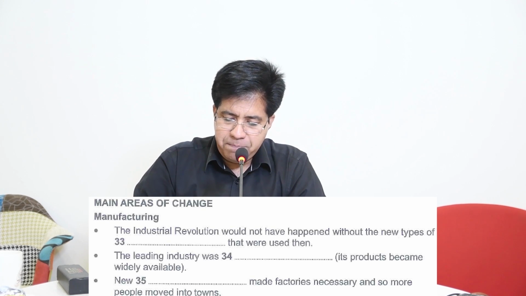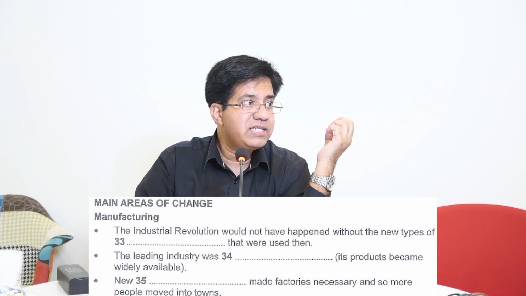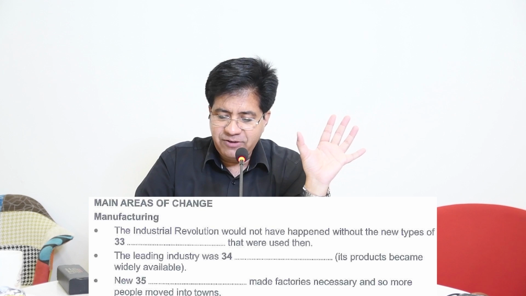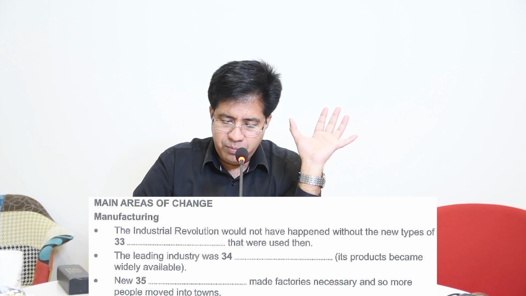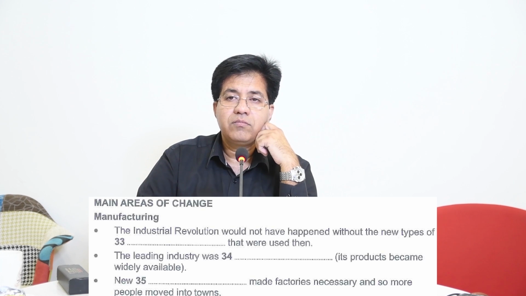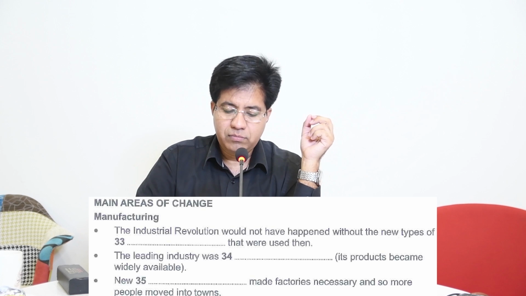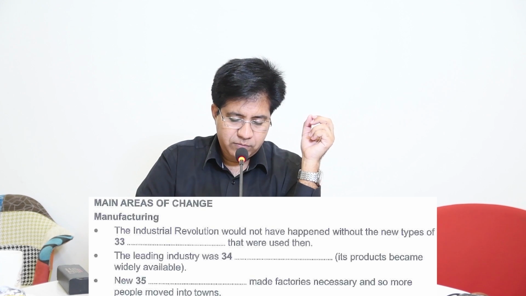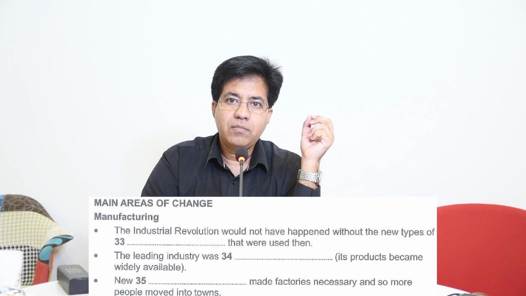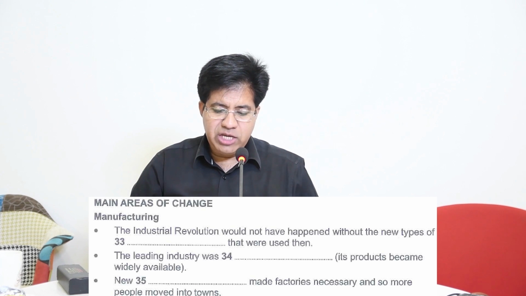Question number 35. New dash made factories necessary. For "new," they may use the word "latest." Advanced dash made factories necessary, and so more people moved into towns. Before the Industrial Revolution, most people made goods to sell in small workshops, often in their own homes. But enormous new machines were now being created that could produce the goods faster and on a larger scale. Enormous new machines were created. Machines will be the right answer.